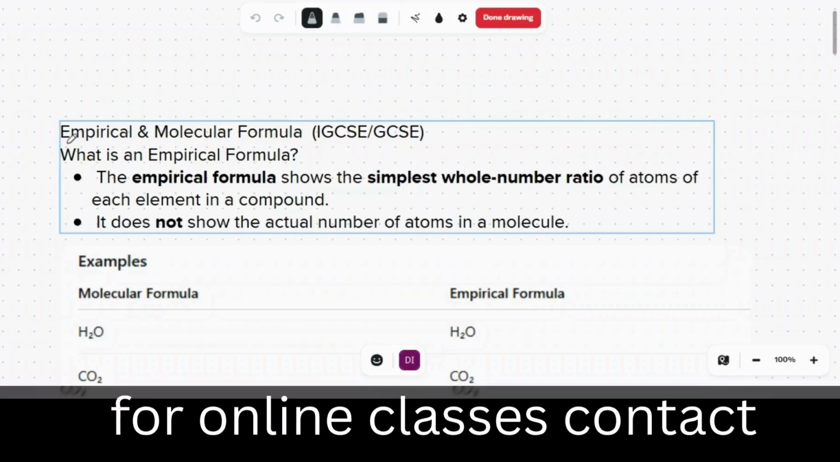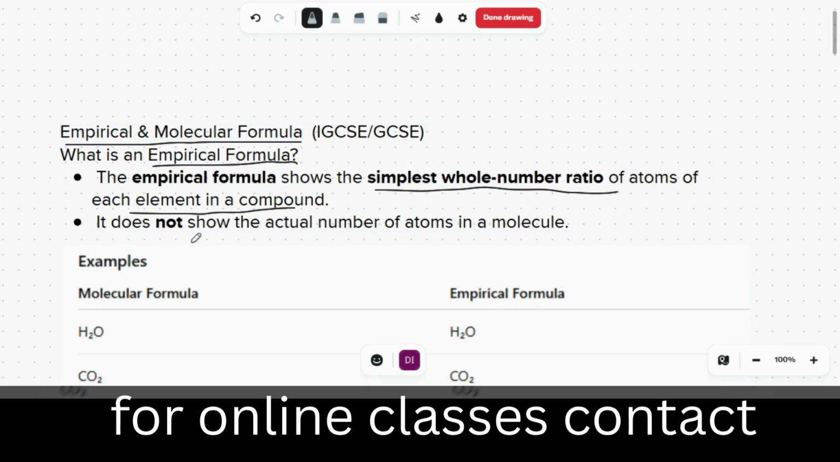We are going to talk about empirical and molecular formula. So, first of all, we are going to talk about what is empirical formula. Empirical formula shows the simplest whole number ratio of an atom of each element in the compound. It does not show us the actual number of atoms in a molecule.